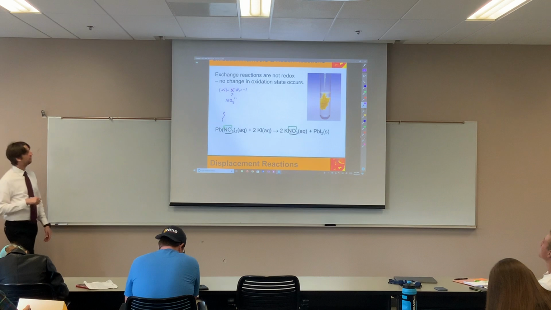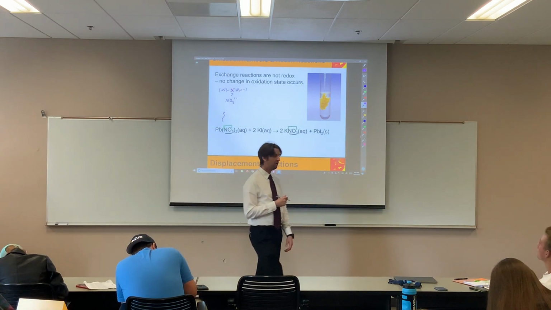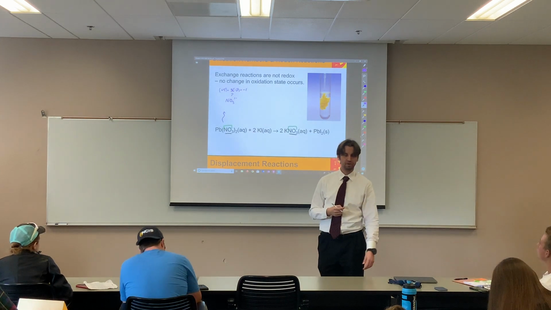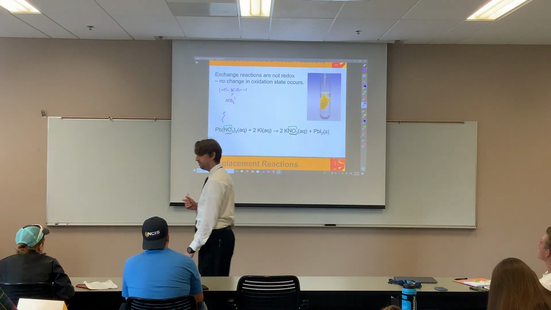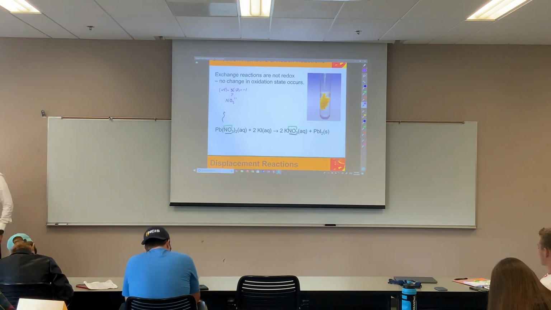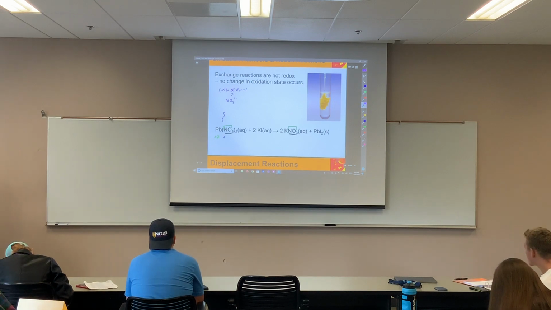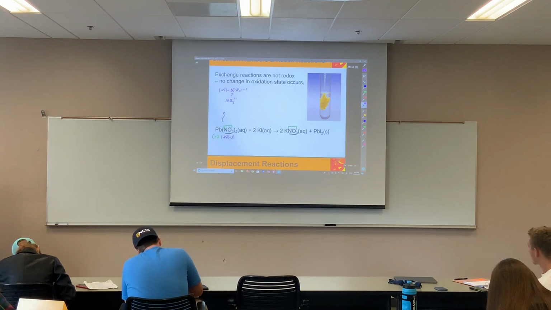So if we look at nitrate itself, the nitrogen's +5, the oxygen's -2, okay? We have 2 nitrates at -1 each. So what does that mean about the lead? It has to be plus. Okay, so there are the individual components in here.